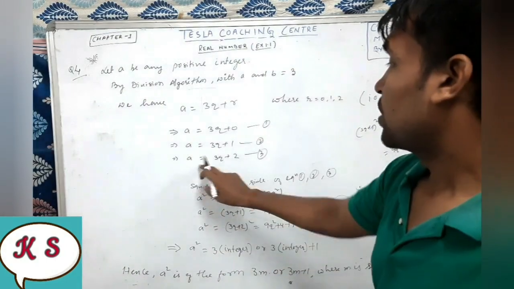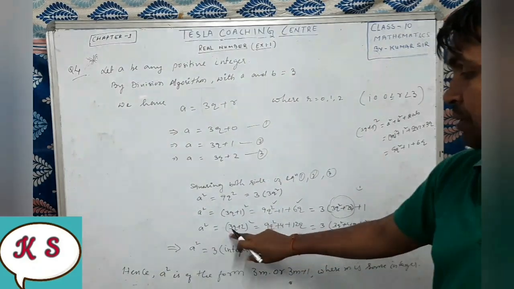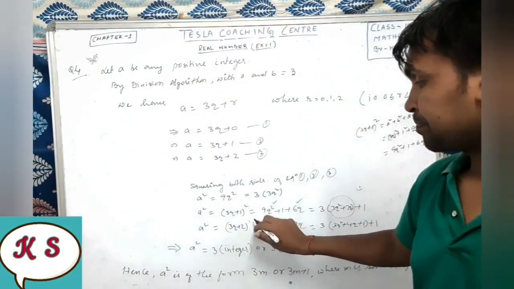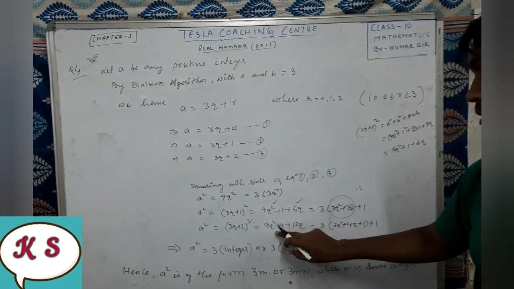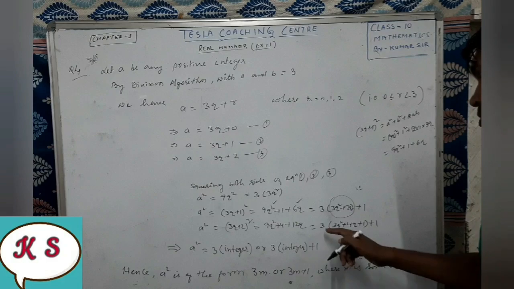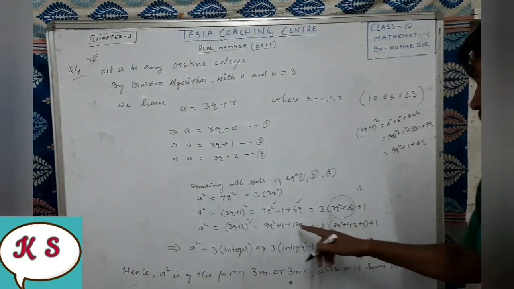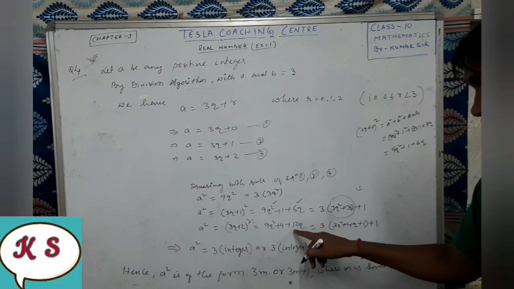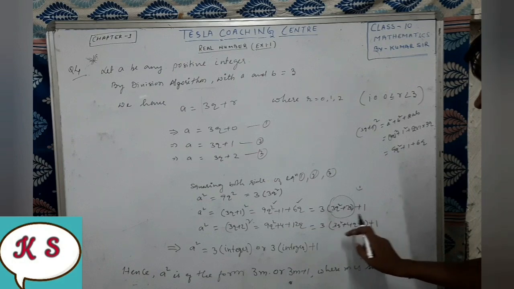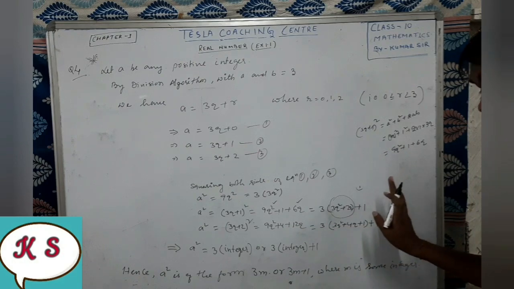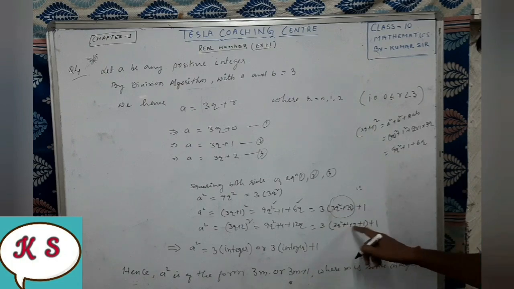Next one, we are squaring both sides. When you square it, you use the formula a plus b the whole square, and it will come 9q square plus 12q plus 4. Here also we take the common 3, so 3 into 3q square plus 4q, and here we have 4, so we write 3 into 1 plus 1, which is 4. So here also you see 3 into integer m plus 1.